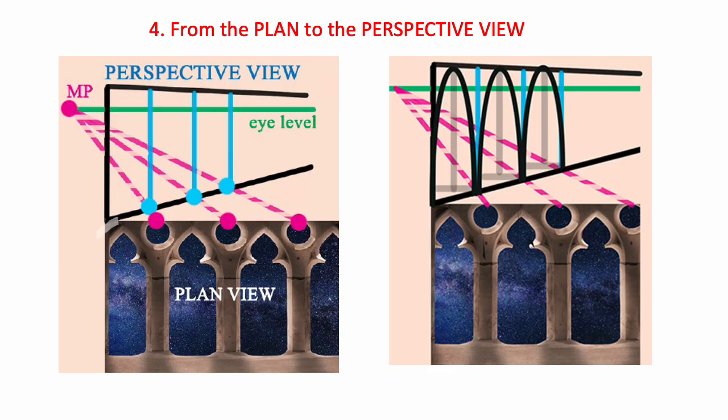Alternatively, you could start with a plan view or a frontal view and then find a point on eye level and connect parts of these arches to that measuring point. So I chose the middle of the arch here in each case and drew lines to the measuring point. Then where it crosses this converging line, draw vertical lines and then fit the ellipses into these different spaces.